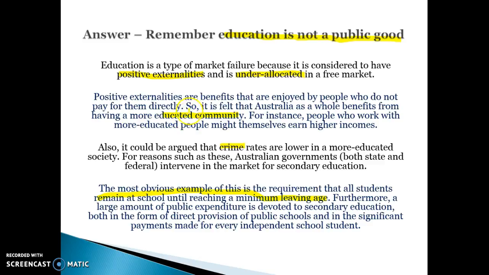So education, a positive externality, under-allocated. You need to be able to explain what the positive externality is and make sure that it's not the benefit for you, it's the benefit for society of lower crime, higher taxes, for instance, people who work with more educated people might find themselves on higher incomes, so that's another benefit. And how does the government step in? Well, higher school leaving age, provision of public schools, subsidise private schools.